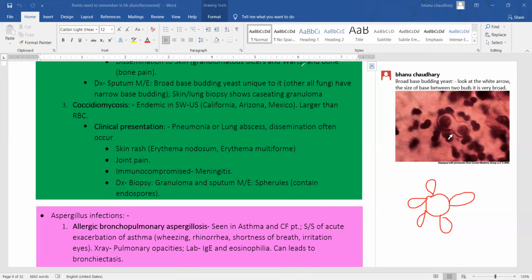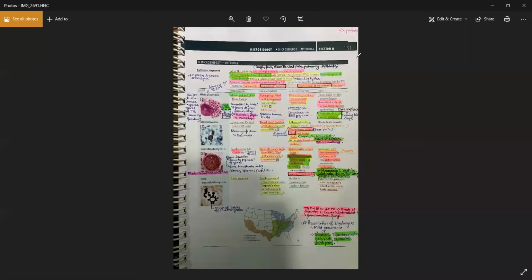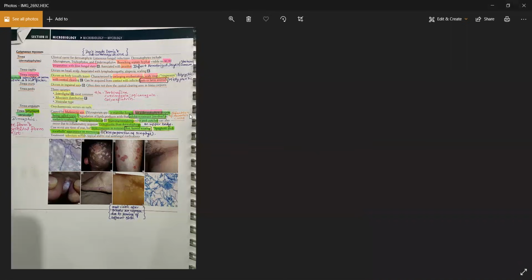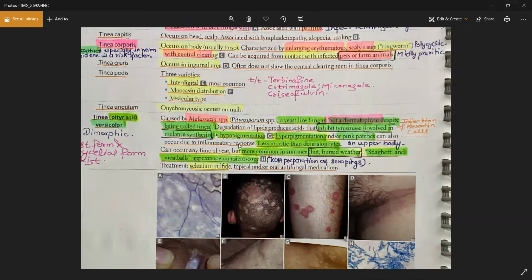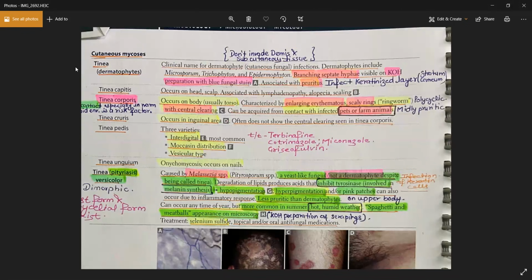Okay, and now we study the other fungi. So we have discussed the systemic fungi, and now we are moving on to the cutaneous fungi. Okay, and these are the fungi that affect your skin only, no systemic involvement. First are the tineas, which are known as the dermatophytes, and three types are there, which are microsporum, trichophyton, and epidermophyton. Okay, three types: microsporum, trichophyton, and epidermophyton.